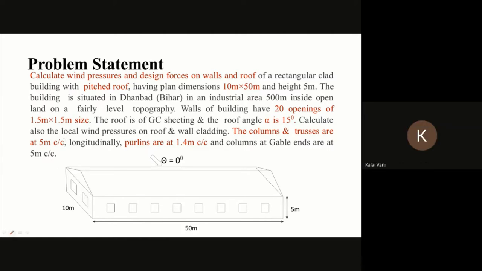So the walls of the buildings are having 20 openings. The opening size also you can note down, 1.5 meter by 1.5 meter size, and the roof sheeting is GC roof sheeting, and your roof angle is 15 degree. How much inclination? And you have to calculate the local wind pressure on your roof and also the wall claddings.